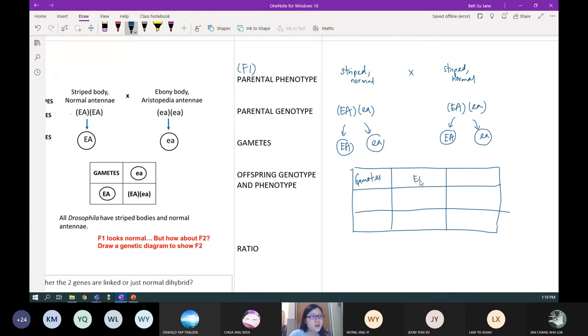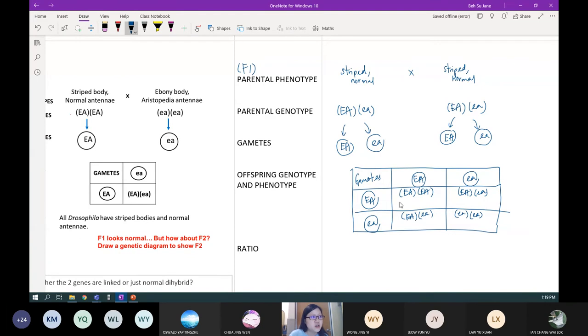Gametes. Big E, big A here, and small e here. Big E, big A, small e, small e. So we're going to keep the brackets, always keep the brackets. We do the same procedure really here. We usually put the dominant one in front. Oops. Small e, small a, small e, small a.